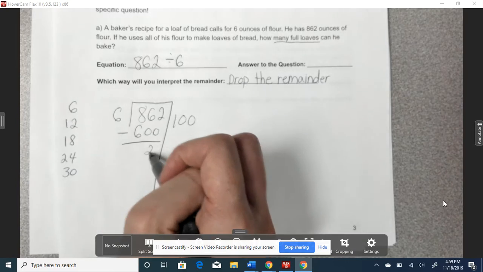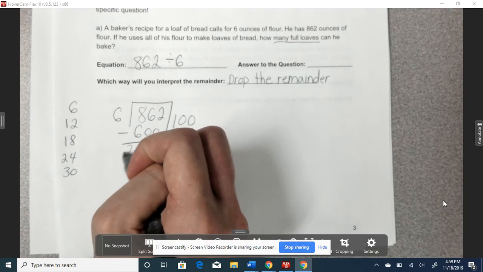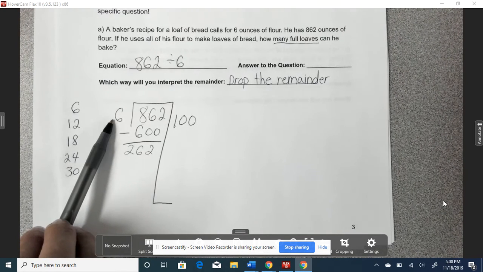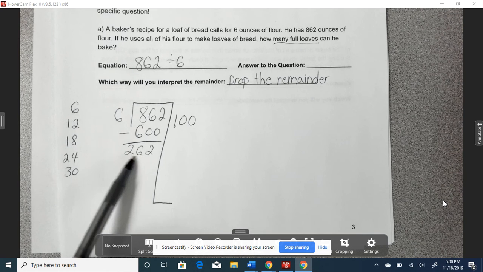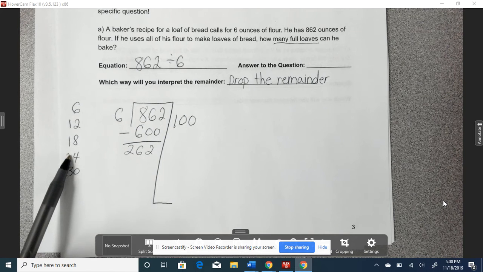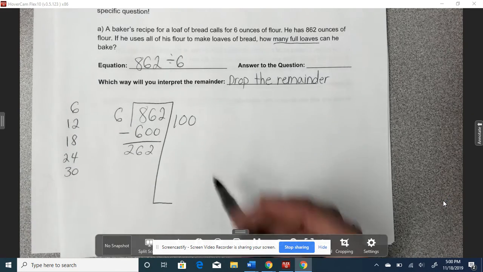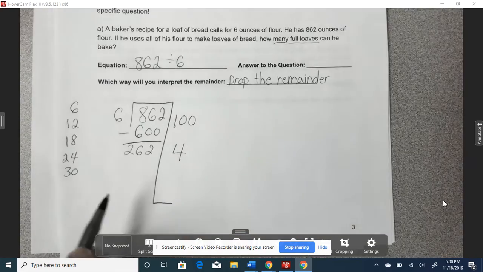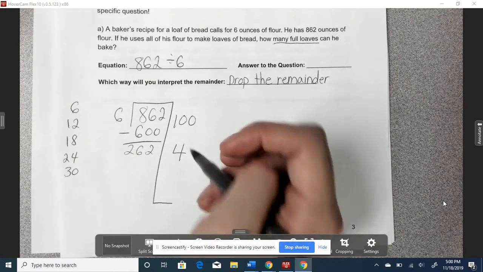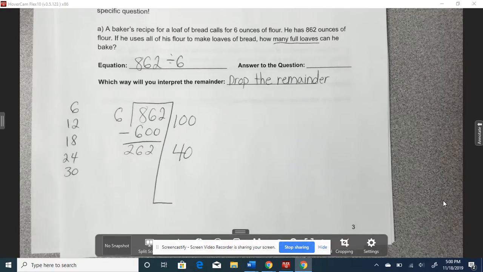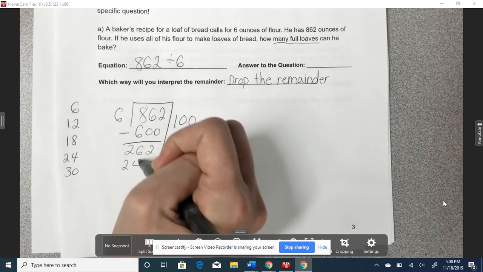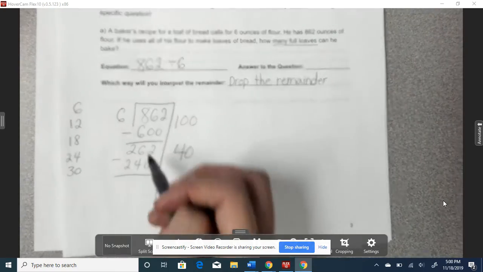Subtract, that's 2, 6, and 200 left over. Now 200s can't be evenly split into 6 groups, so I'm going to look at my tens. We have 26 tens, which can be split into 6 groups. I'm looking to see my multiple that's closest to 26 without going over. That's 24. 24 is 1, 2, 3, the 4th multiple of 6. So I'm going to put my 4 over here, but we said that was 26 tens, so this needs to be 4 tens, which is 40. 6 times 40 is 240. We're going to subtract.